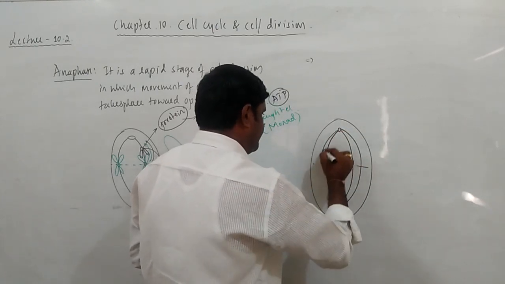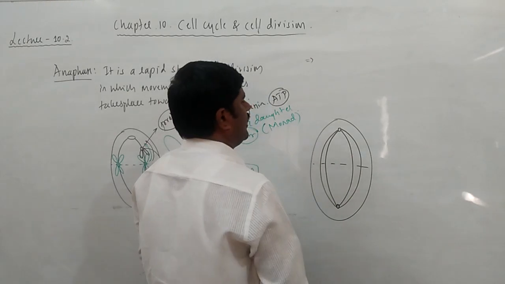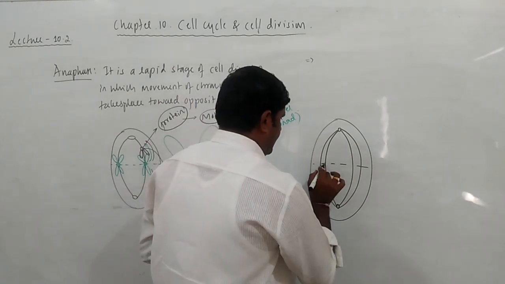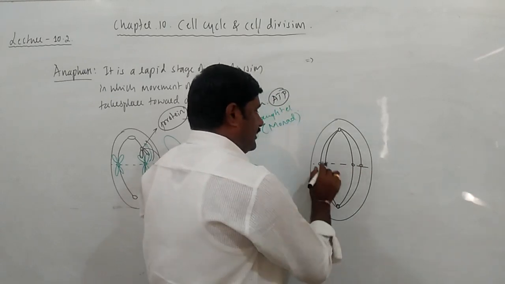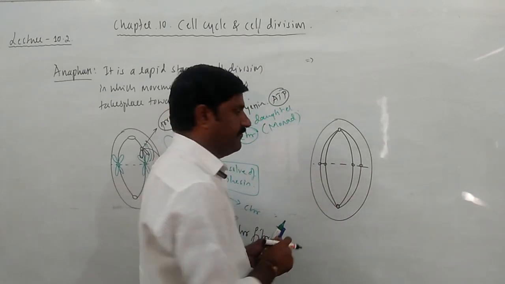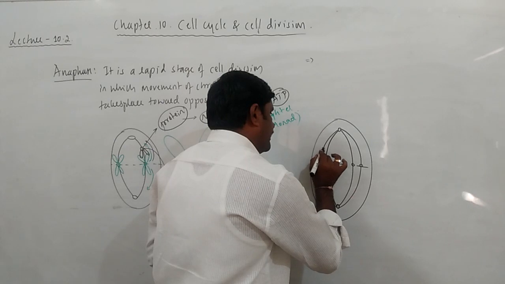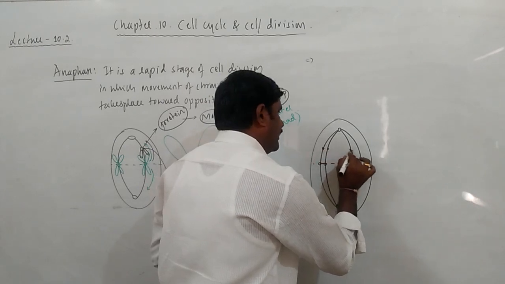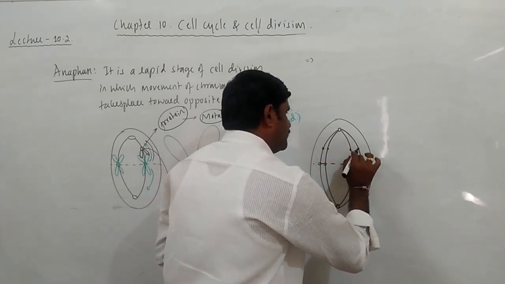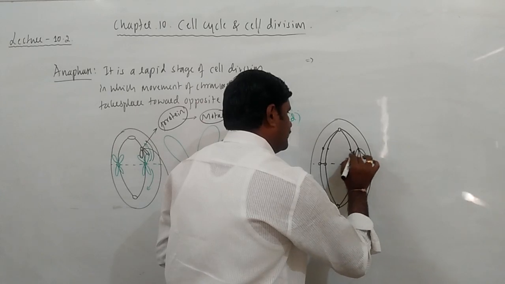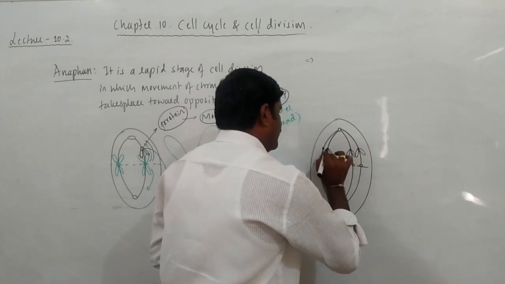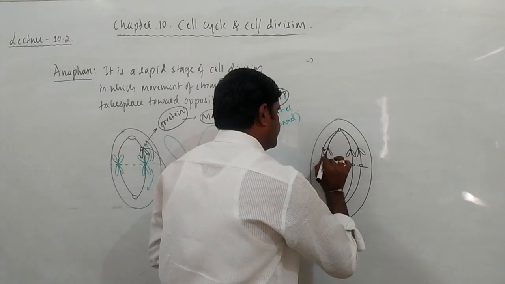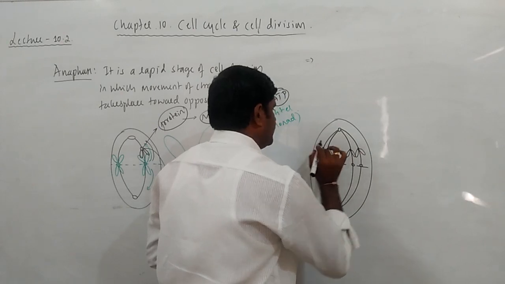These are continuous fibers to which the chromosomes are hanging. See here, this is the centromere, this is the centromere, this is the centromere. It is seen in case of metaphase, but now the centromeres come over here, to which the chromatids are attached. See here.